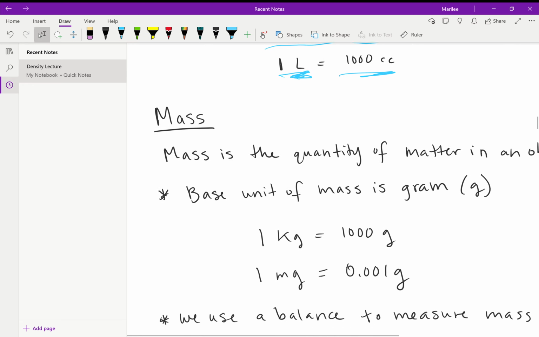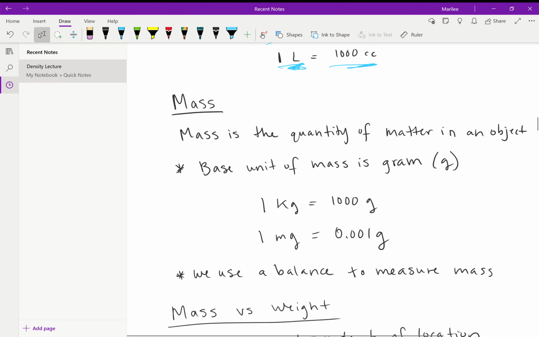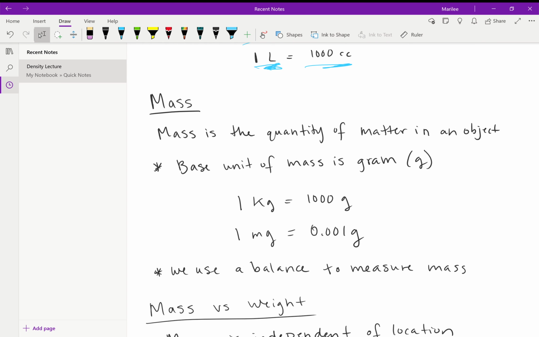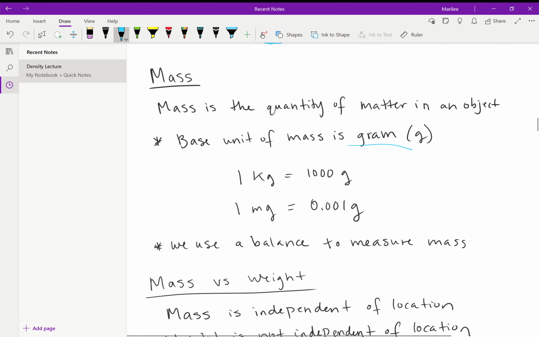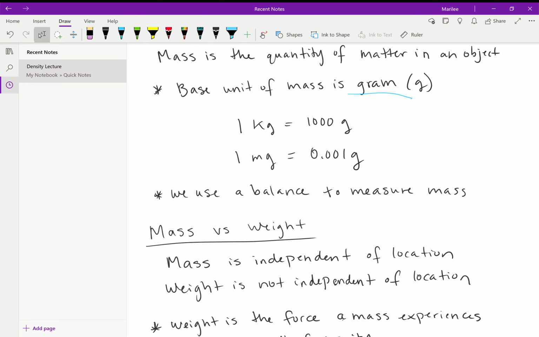Let me go over mass now. Mass is the quantity of matter in an object. The base unit of mass is grams. So 1 kilogram, same as liters here, 1 kilogram is 1,000 grams. 1 milligram is 10 to the minus third, so 0.001 gram. What do we use to measure mass? We use a balance. It's not a scale, it's called a balance.